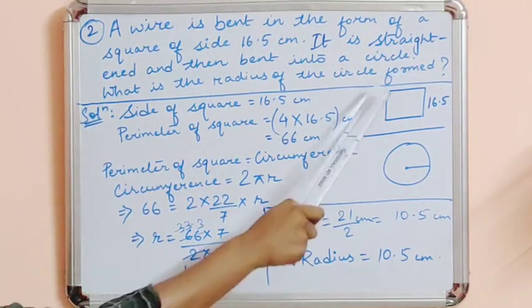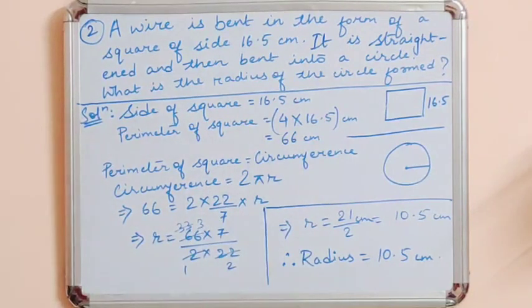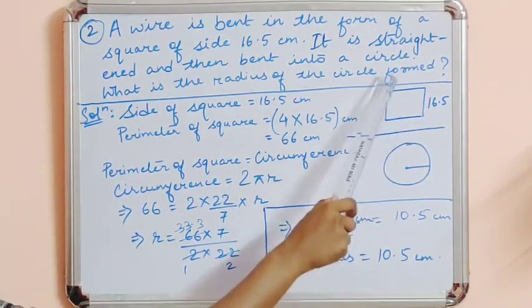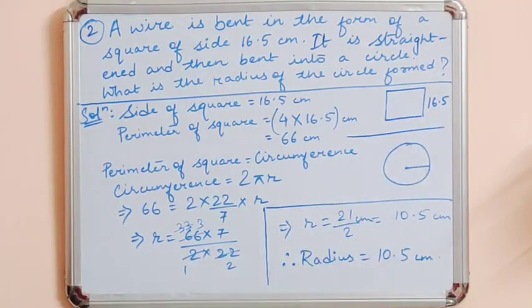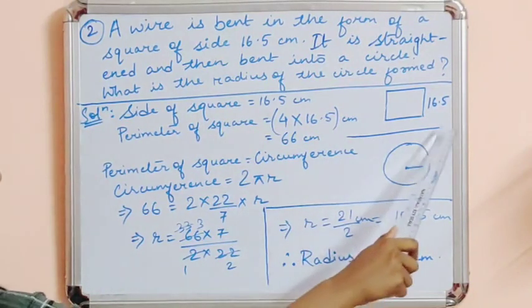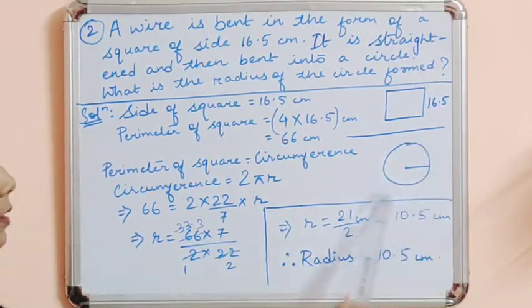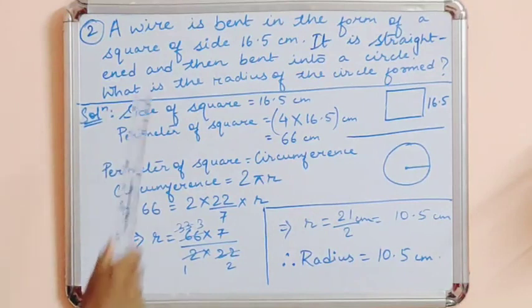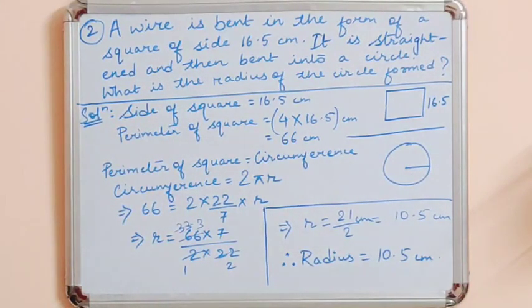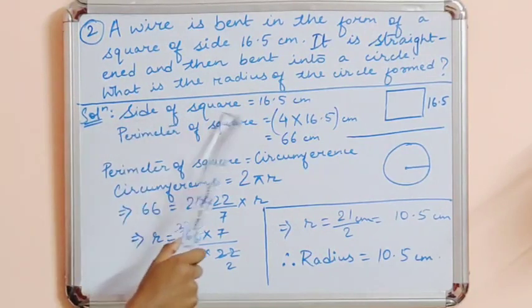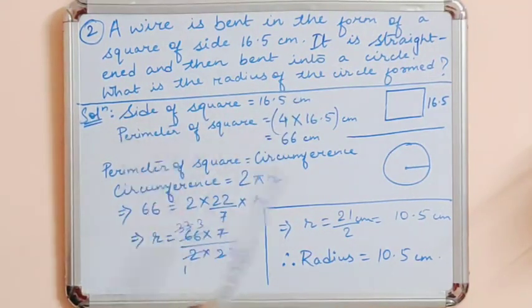Suppose we have a wire and we are forming a square out of it. Now the side of the square is 16.5 centimeter. Again we are reopening that square and straightening the wire, and again we are forming a circle out of it. Now in this question we have to calculate the radius of this circle formed. So side of the square is given, 16.5 centimeter.